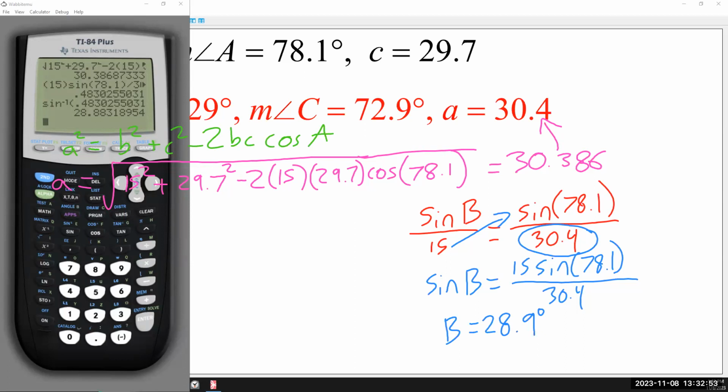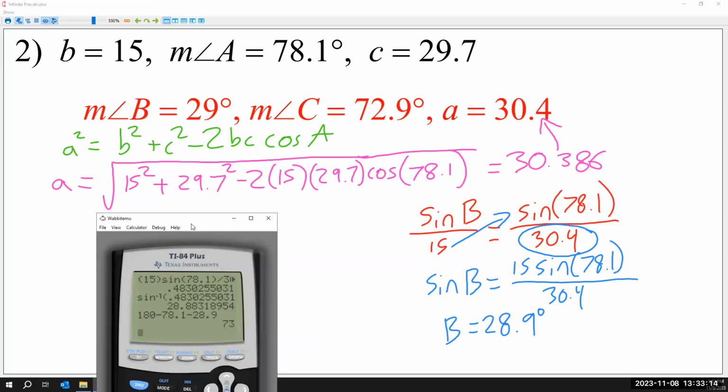And then from there, just going to subtract 180 minus 78.1 minus 28.9. And there's my 73 or 72.9. Questions on number 2? All right, we're going to do our 5-minute break right there.